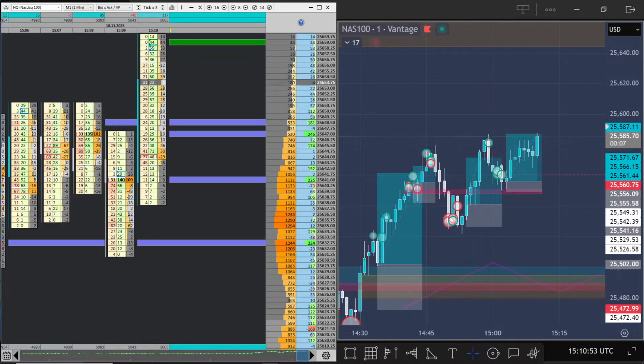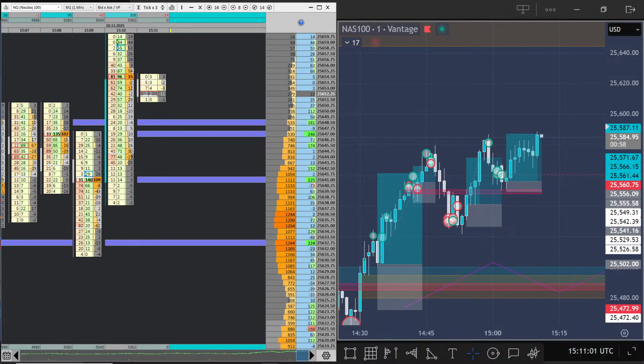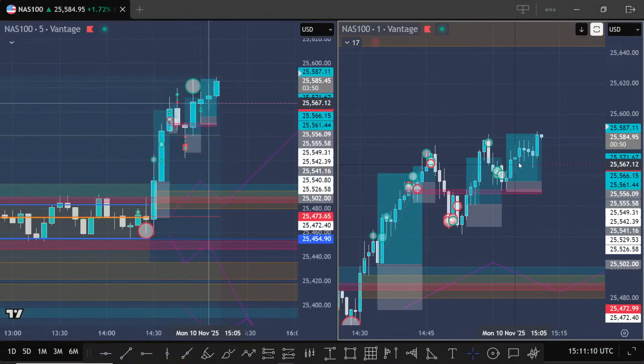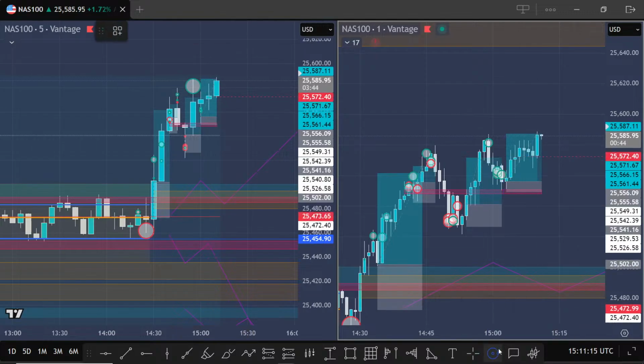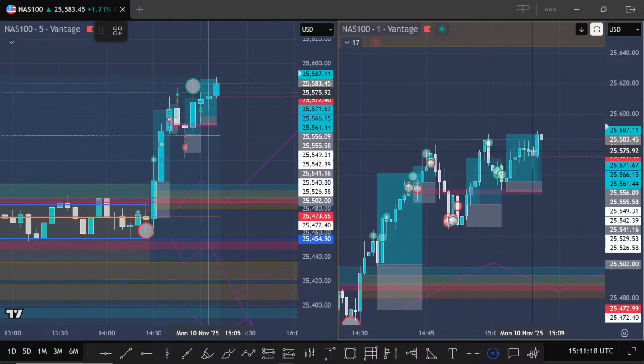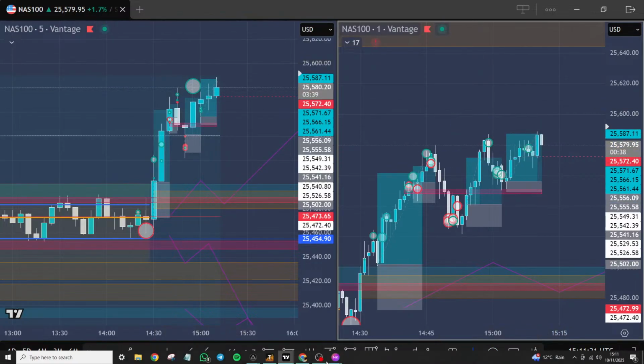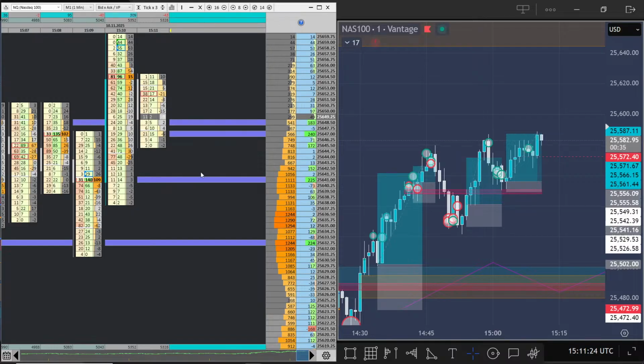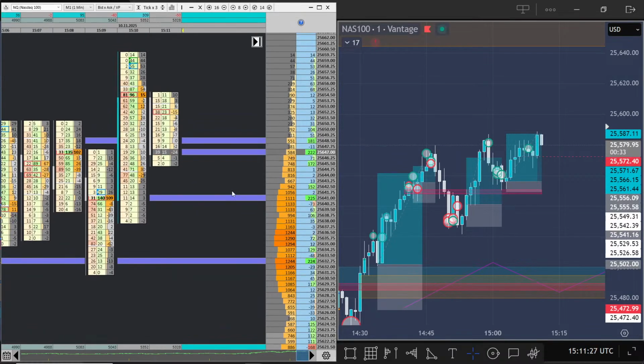There it is. I've tucked my stop very tidily in here, behind this. It might get stopped out immediately. That's fine. If this is a wick and no real price continuation, then I'm not into it that much.